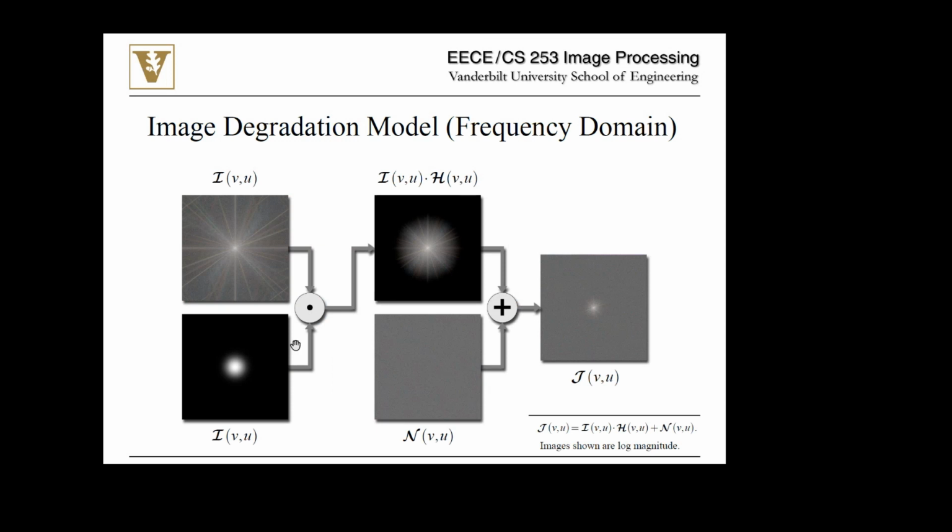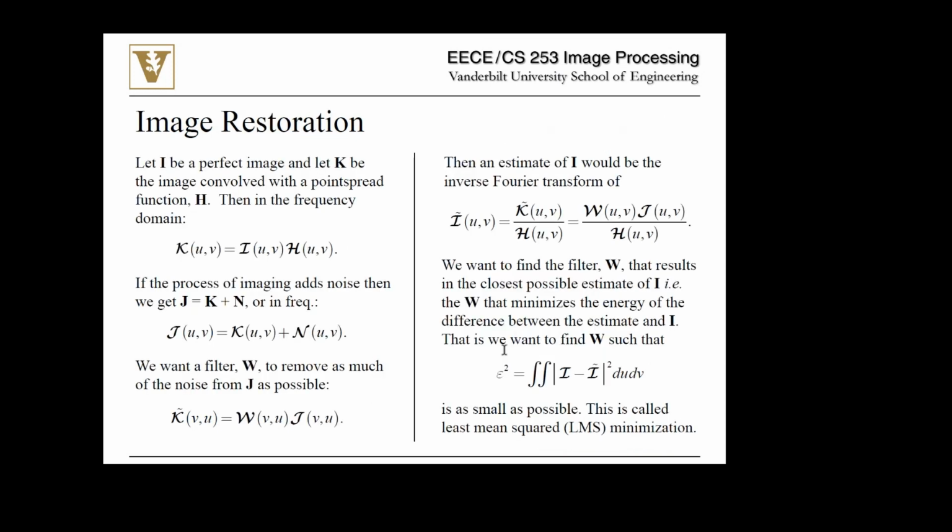And now the same system, but in Fourier space, looks like this. We have the Fourier transform of I. This is the Fourier transform of H. We multiply point by point. We have the Fourier transform of noise, and then you add point by point. Okay, so let's try to recover it.